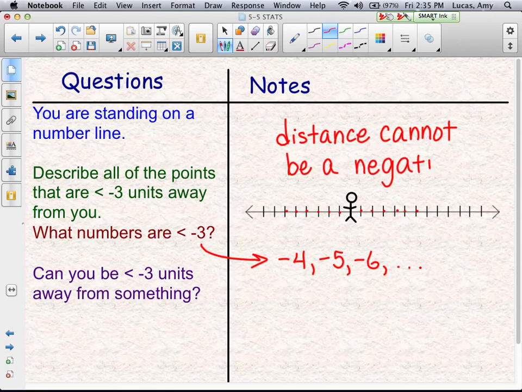A ruler does not have negative numbers. A tape measure does not have negative numbers. If a distance exists, it is a positive. So sometimes we are going to have what we would call an empty set. And we saw that with our compound and inequalities. Sometimes our two rays, they did not intersect at all. So if they don't intersect, it's an empty set.